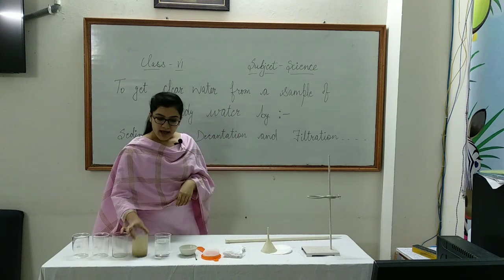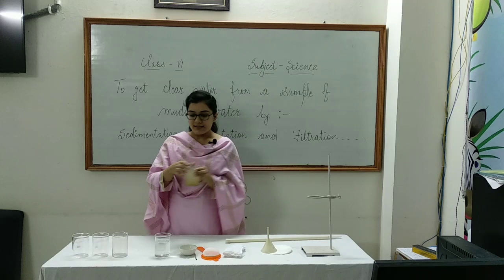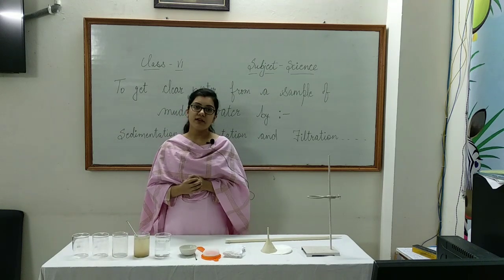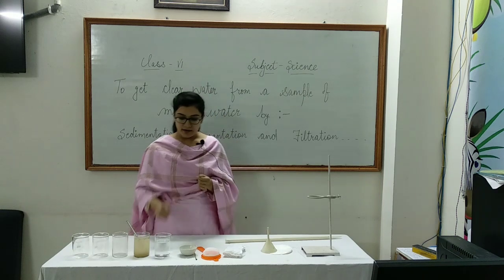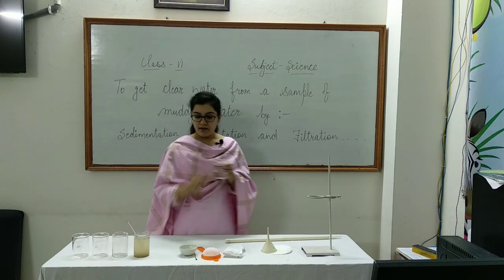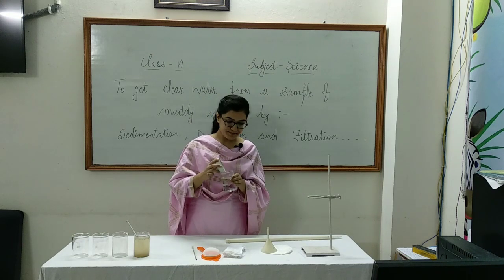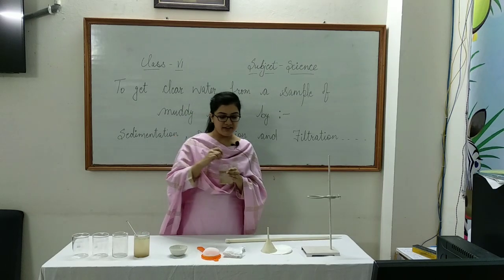First of all, I have already made a sample of muddy water. You can also take a sample of muddy water from a pond or river as well. If it is not available, you can make it on your own. Take some water, add some sand to it, and then stir it very well.